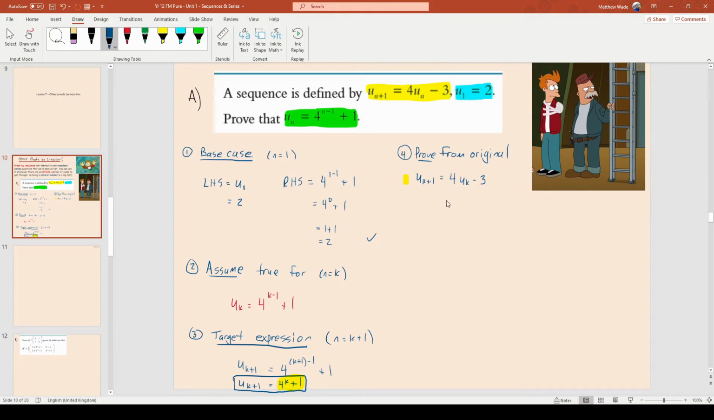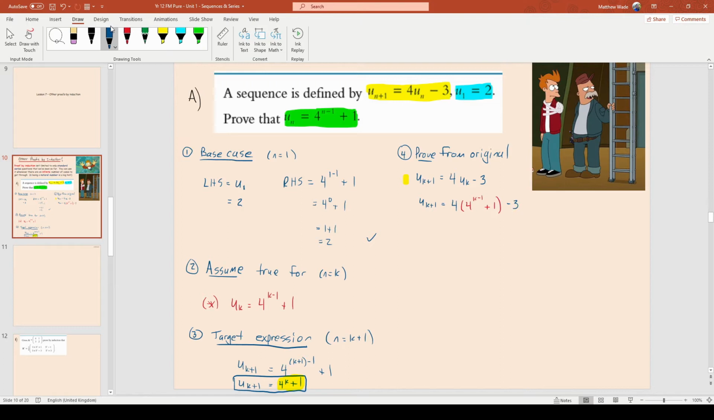So if that's the case then, my buddies, here's what we got. That means that u to the k plus 1 is going to equal 4u to the k minus 3. But we assumed something, didn't we, my lovelies? What's u to the k equal to? That's right, it's the target expression, isn't it, my buddies? So it's going to be 4 lots of 4 to the k minus 1 plus 1, that's it, minus 3.